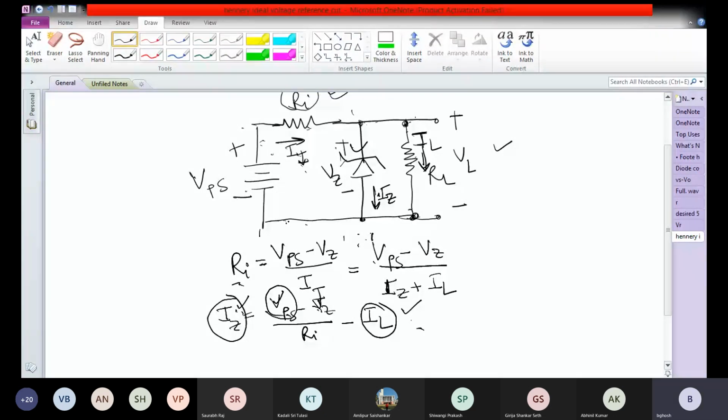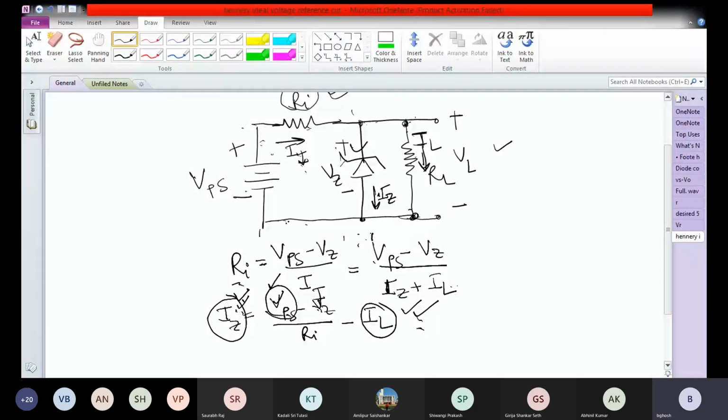Similarly, the other extreme of the current is Iz will be maximum. Iz will be maximum when Vps will be maximum and IL will be minimum. So this defines the other extreme of operation, that is where the Zener diode current is maximum. All other conditions are in between these two conditions.